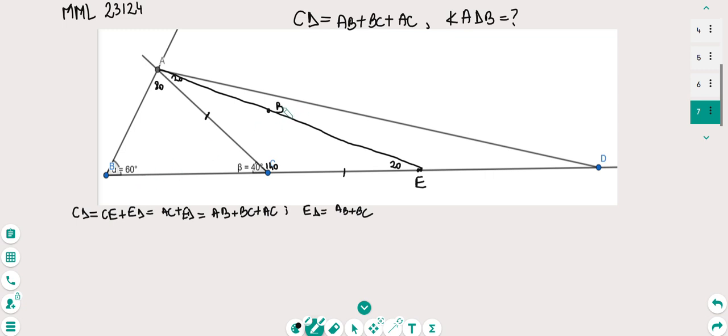Sorry, my bad. It's G. I apologize. I'm just going to write this together. So by construction, I'm going to write them like this. AB is equal to AG.